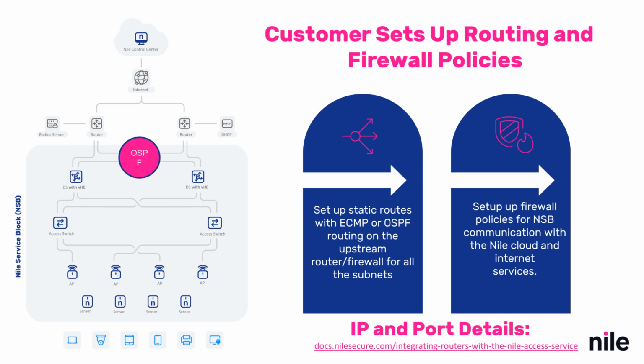Please note that if you are using the Nile guest service, be sure to allow UDP port 6081, which is used for guest traffic tunneling. These rules ensure that the network functions reliably and securely across wired, wireless, and guest access. For the full list of IP addresses and port details, please refer to our documentation at the URL given.